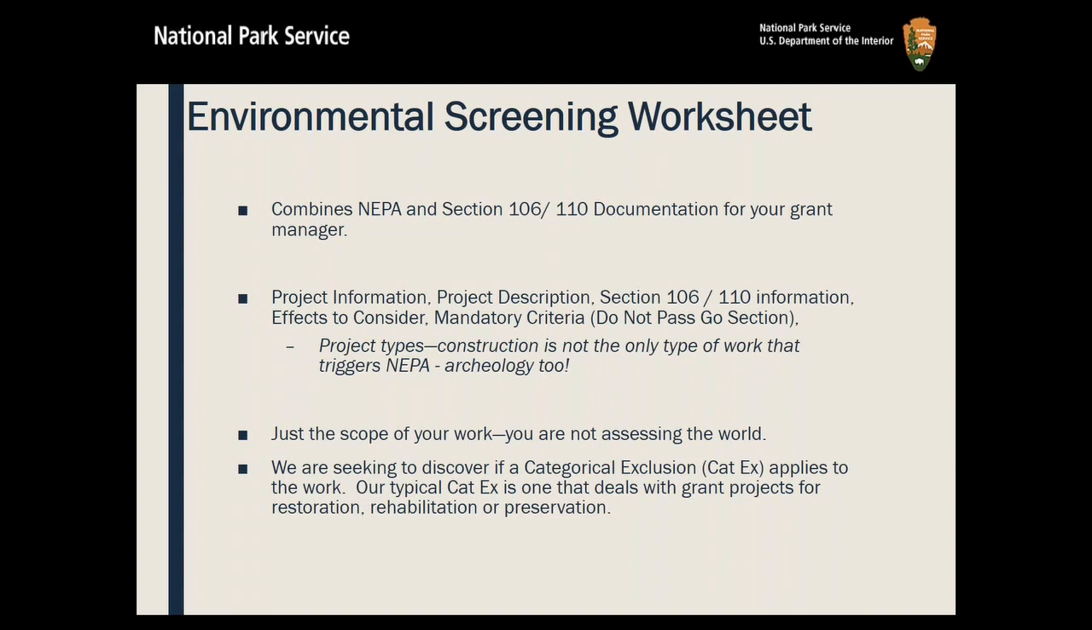Our agency has specific categorical exclusions, and we have one that deals with grant projects for restoration, rehabilitation, or preservation. So when you fill out that worksheet, you're helping us decide if we can actually give you an exclusion to the NEPA requirements. And essentially that says the agency has done its due diligence and there will be no effects.